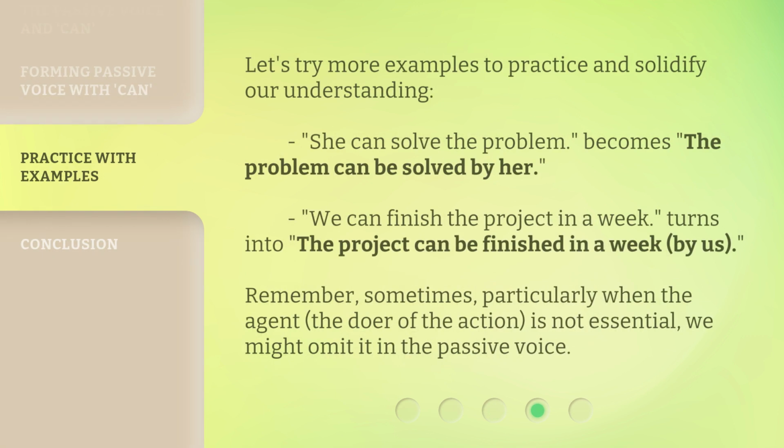Let's try more examples to practice and solidify our understanding. She can solve the problem becomes, the problem can be solved by her. We can finish the project in a week turns into, the project can be finished in a week by us. Remember, sometimes, particularly when the agent, the doer of the action, is not essential, we might omit it in the passive voice.